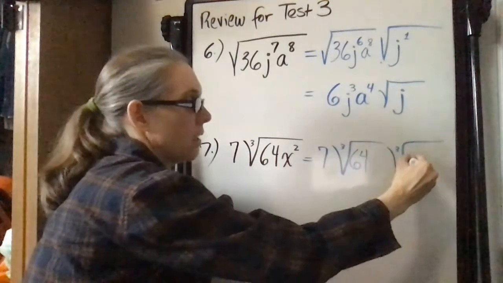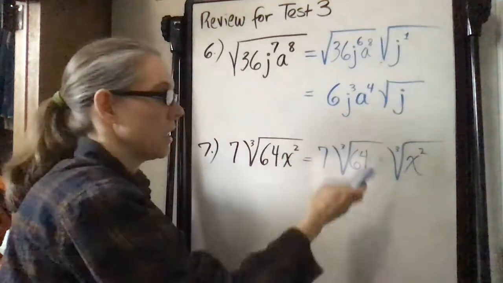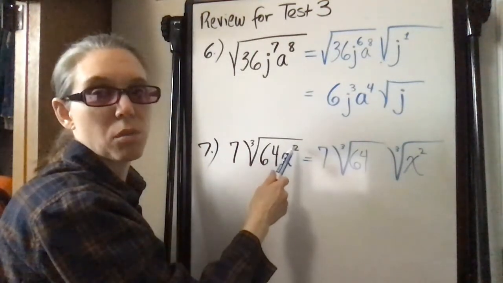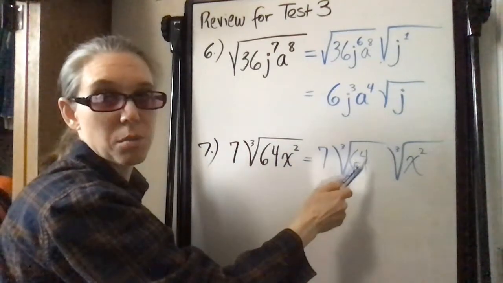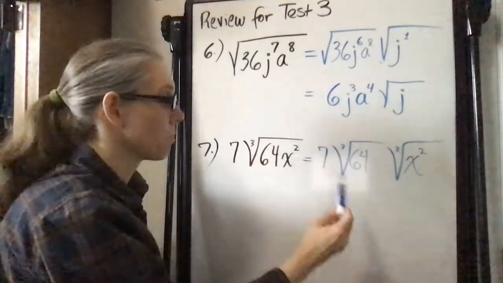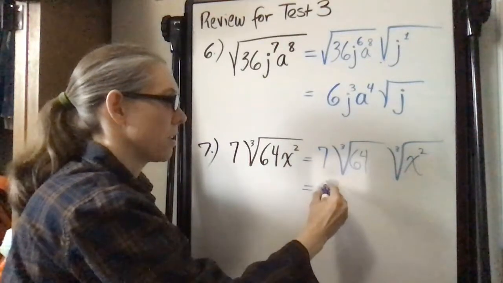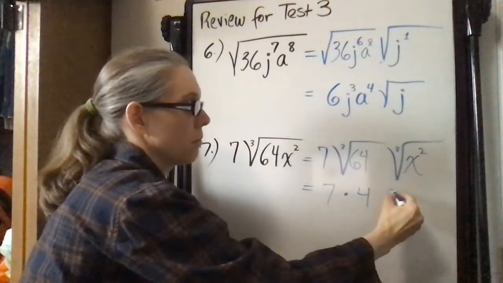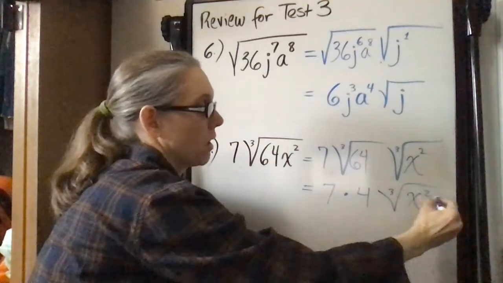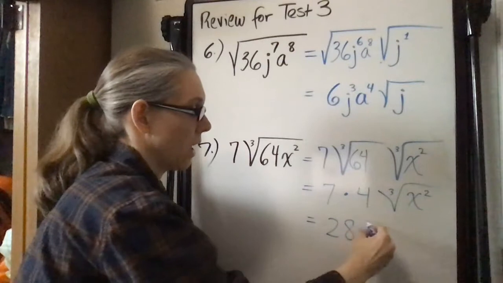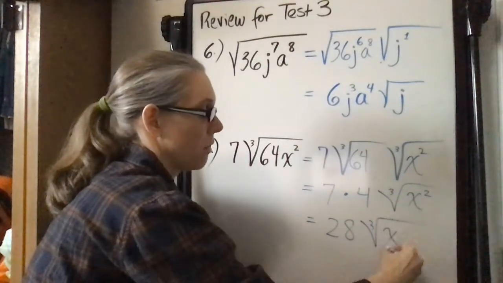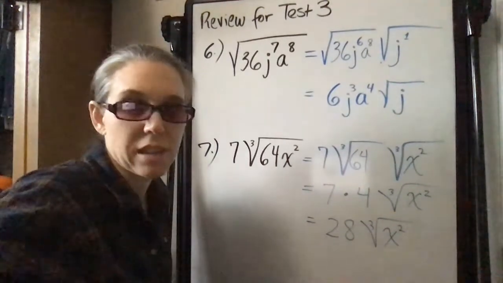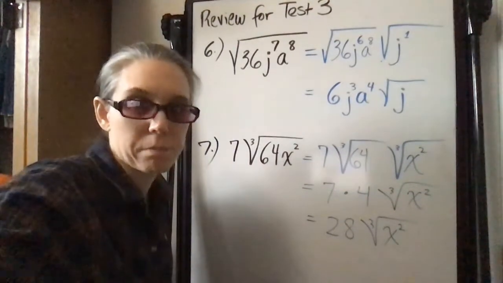X squared is not. We need to have the exponent be a multiple of 3 in order to go into the perfect cube radical. So now we're going to simplify this more. This is 7 times 4 times the cube root of x squared, and that fully simplifies to 28 cube root of x squared. And this is multiple choice online, so you can easily just select the answer. You don't have to show any work for that one.